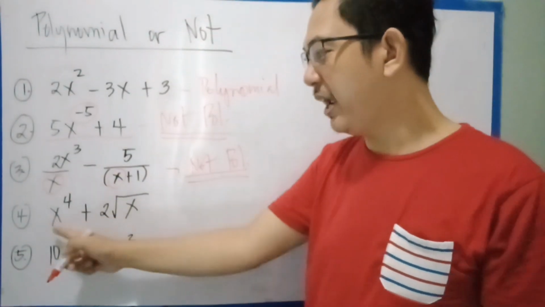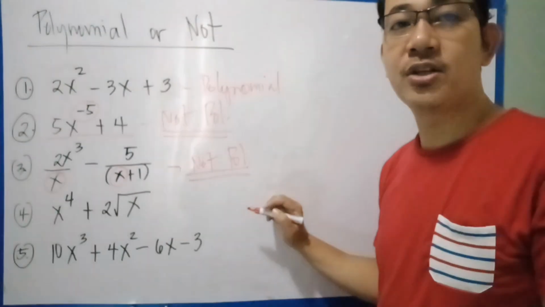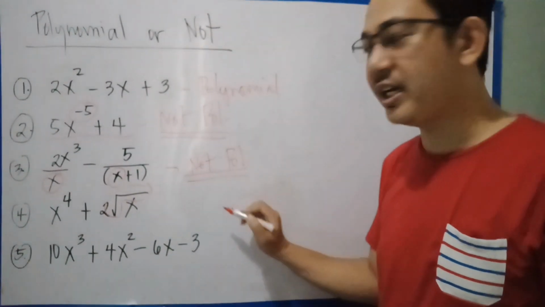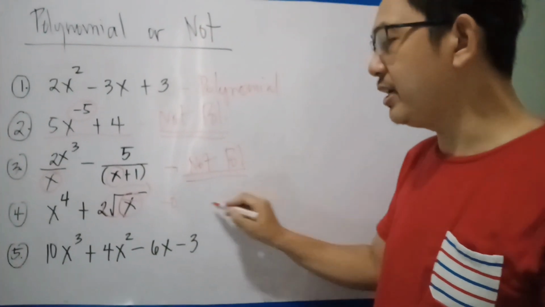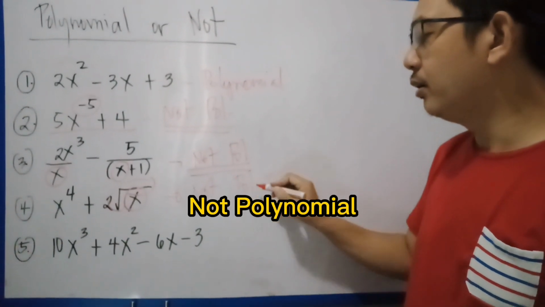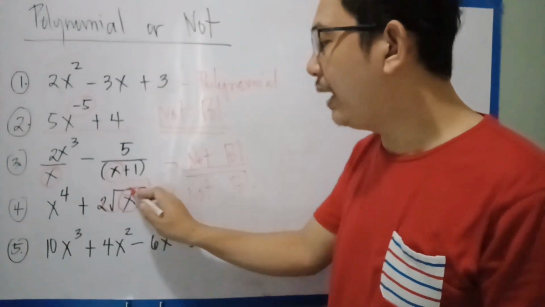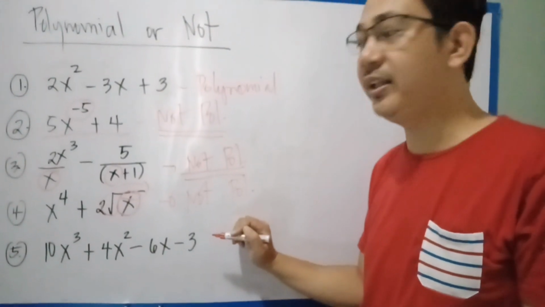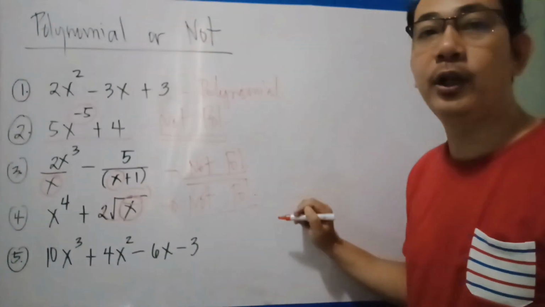For number 4, we have x raised to 4 plus 2 square root of x. So, in this case, class, there is a radical sign, and inside the radical sign there is a variable. So, therefore, this is also considered as an example of not polynomial. Not polynomial because we don't know yet the value of x, whether it is negative or positive, because we need to avoid a negative number inside the radical sign. So that's why this is not polynomial.